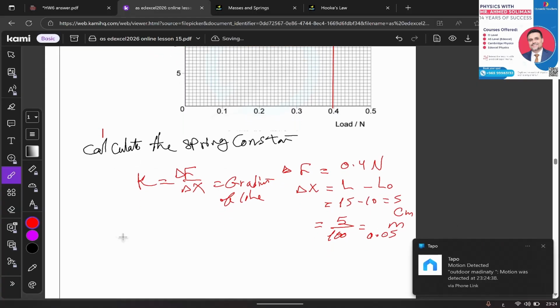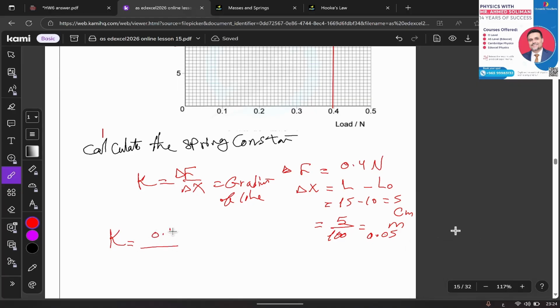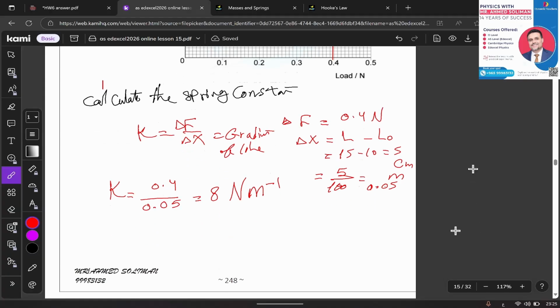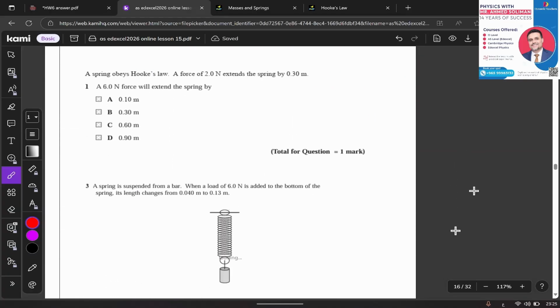Now can we find K? It will be 0.4 over 0.05 equals 8. What is the unit? Newton over meter, Newton meter minus 1. Now it's your turn, Habiba.